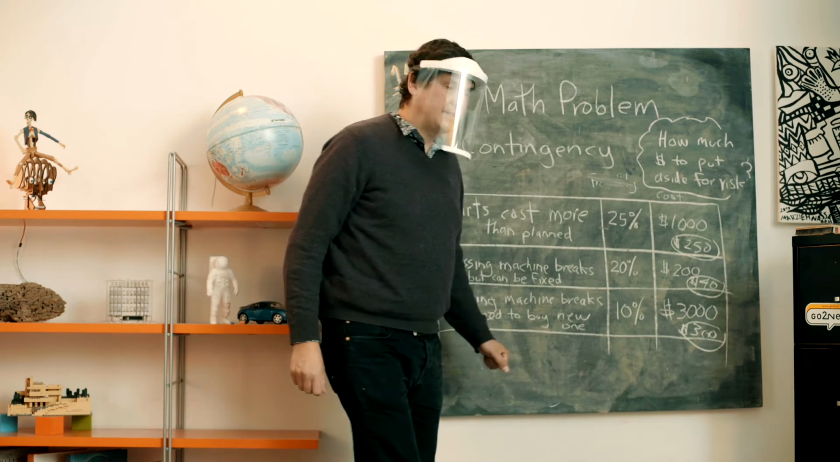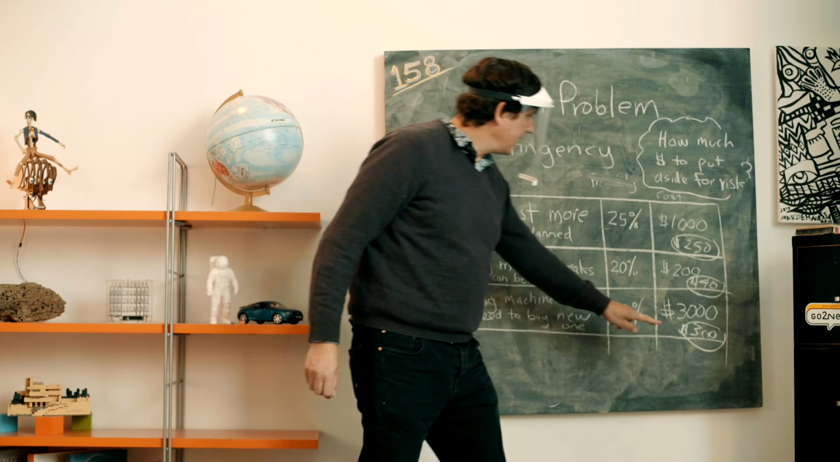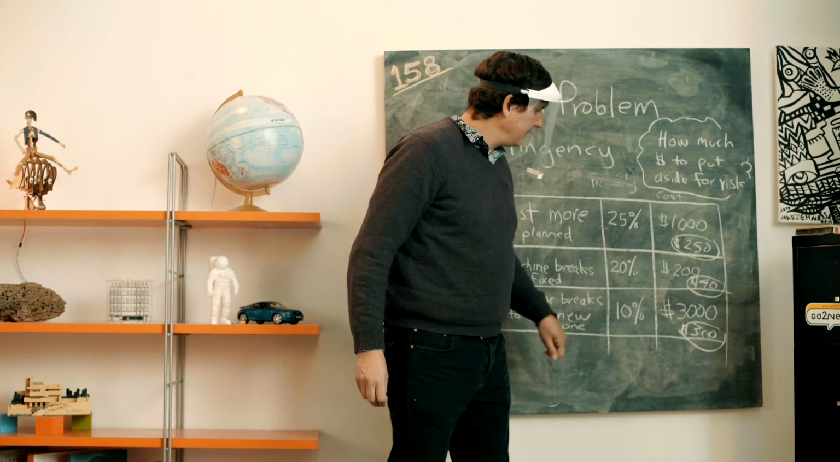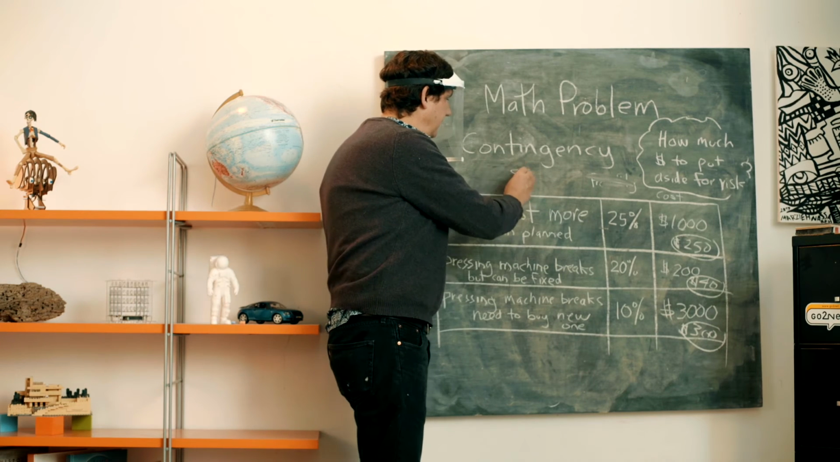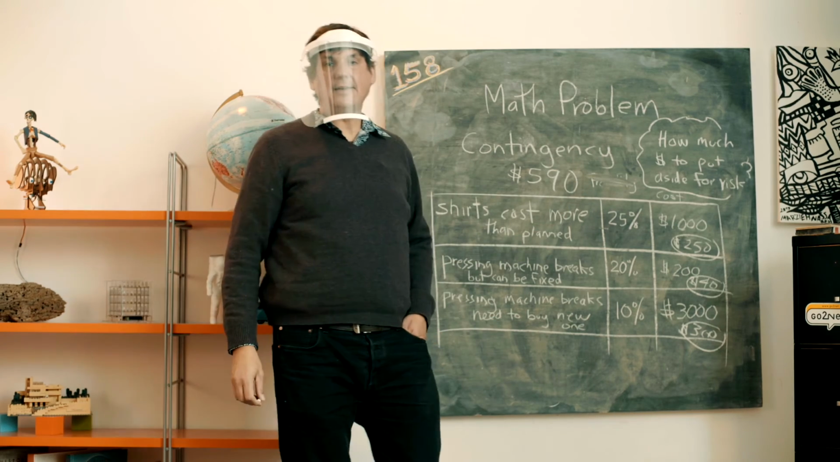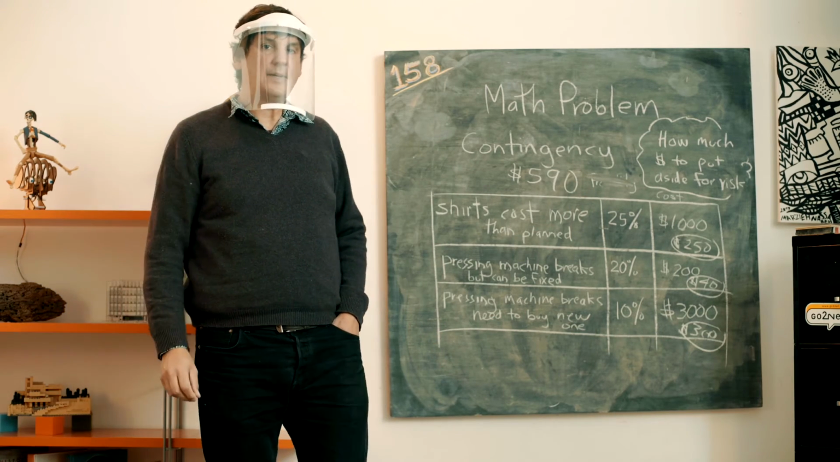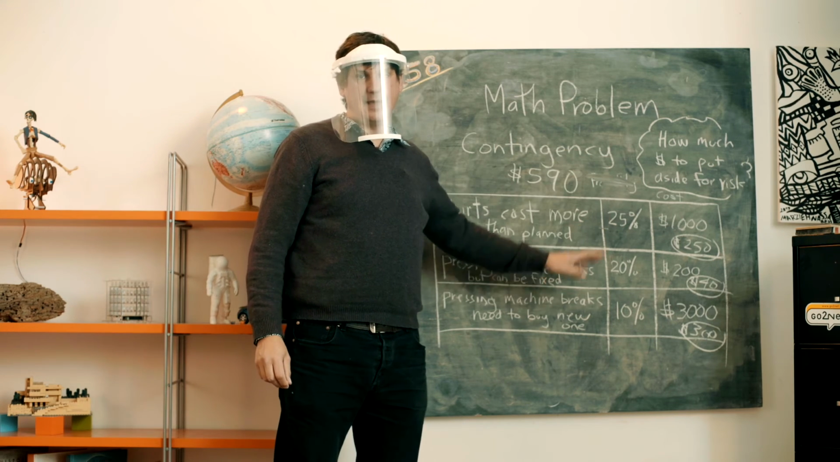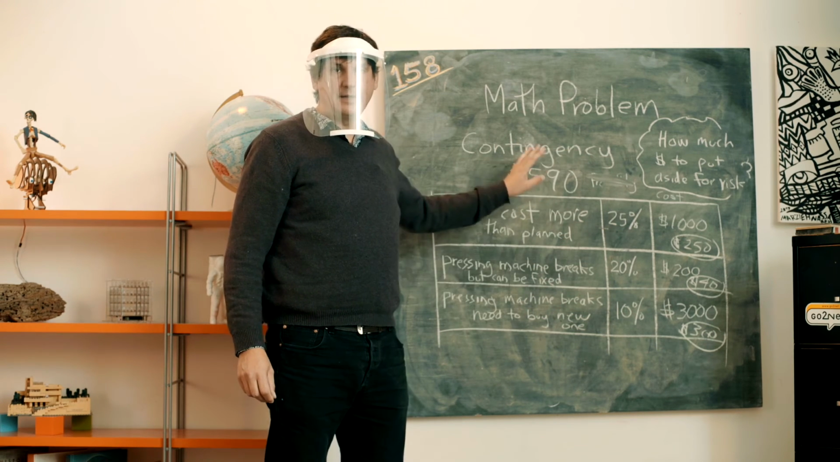All we have to do now is add up the 300 and the 250, so the 550, plus the 40. That would give us a grand total of $590. So $590 is how much we want to have in our contingency or reserve, just in case some of these things happen and we need to cover them.